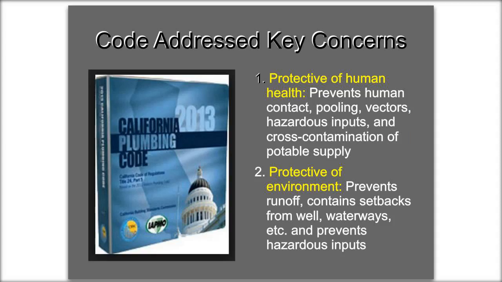So the code is addressing some key concerns. These are common concerns of regulators, and as you get more familiar with the code, you're going to see these protections coming in multiple ways. There's a lot of safety factors to make sure that our graywater systems aren't causing harm to anybody. So the first one is the code is very protective of human health. Graywater is not potable. It could have germs in it. We don't want anyone to contact that water and then to ingest it.